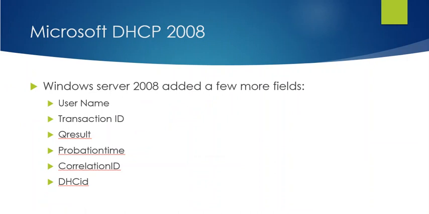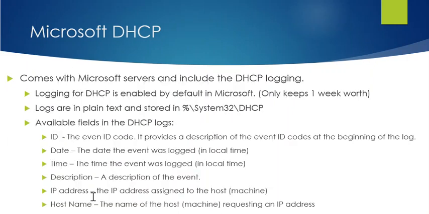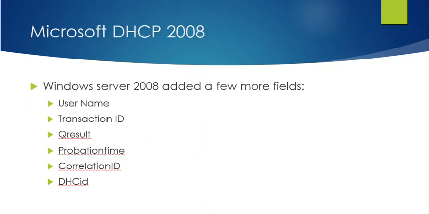Those logs started out in Windows 2000 and 2003. Then in 2008, they added some more information like username, a transaction ID, so that they could keep up with the transactions that the DHCP server made. A queue result, probation time, and a DHC ID. You can look these things up to see what they do in your textbook, or even online. You could Google it. It's not something I will require you to know, just if you're curious and want to know more about it.